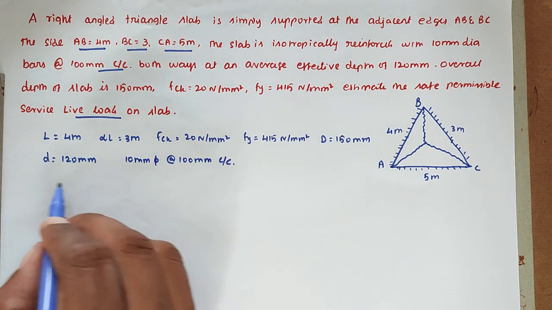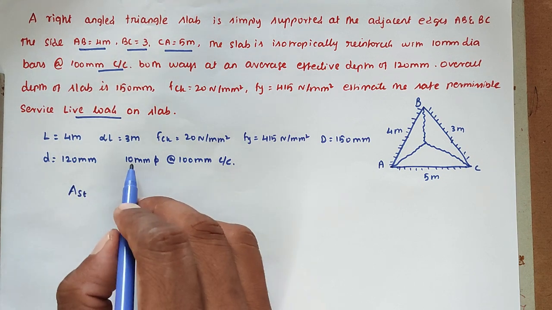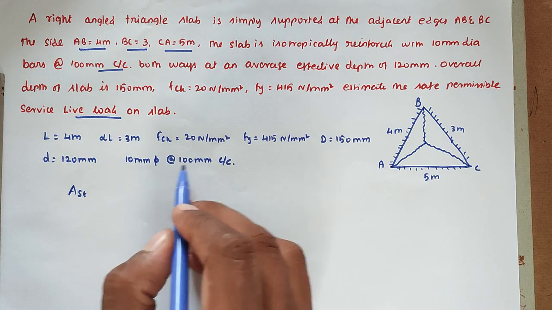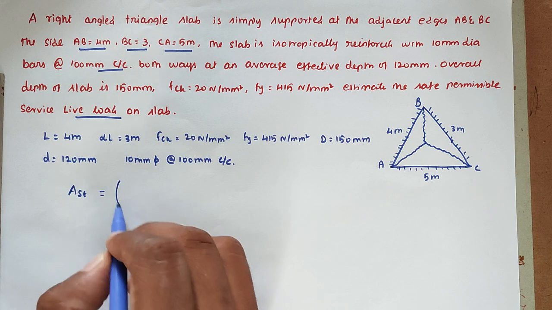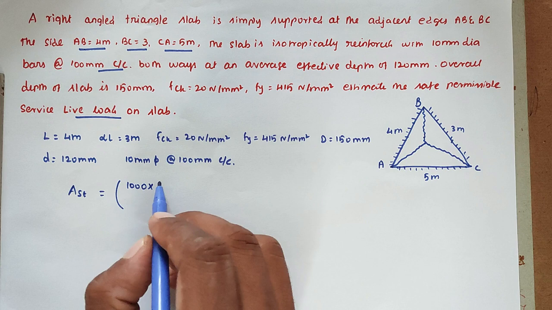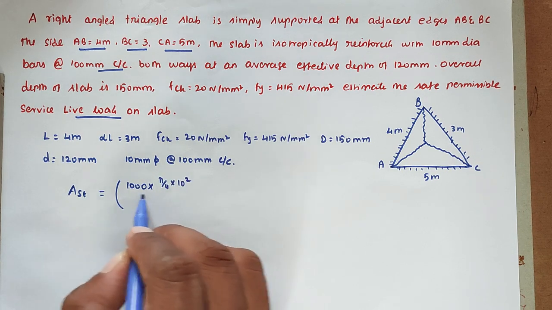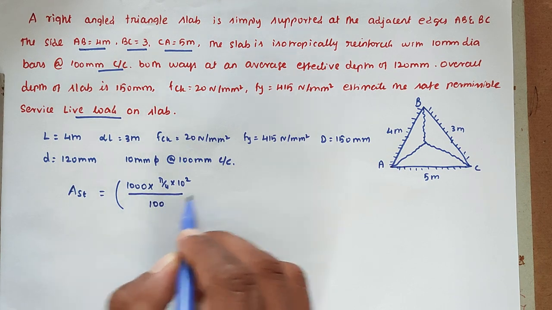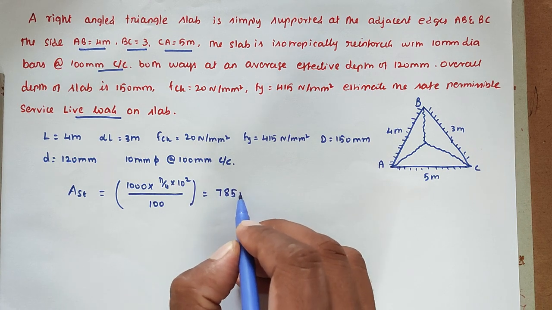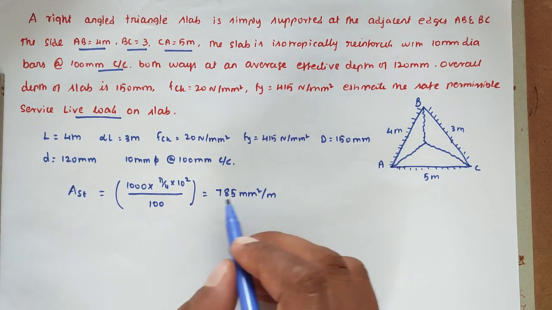First thing is we have to find out the Ast value. The Ast is given by 10 mm dia bars at 100 mm center to center spacing. So at 1 meter, the area of reinforcement is pi by 4 into d square, that is 10 square, divided by spacing, that is 100 mm. Now we got the value of 785 mm square per meter. So this is the area.